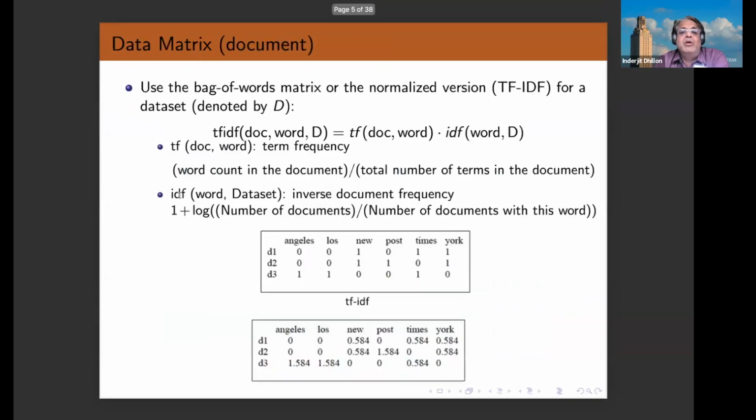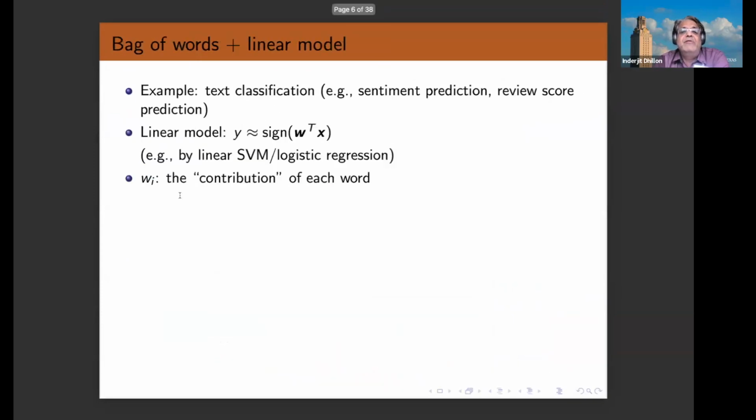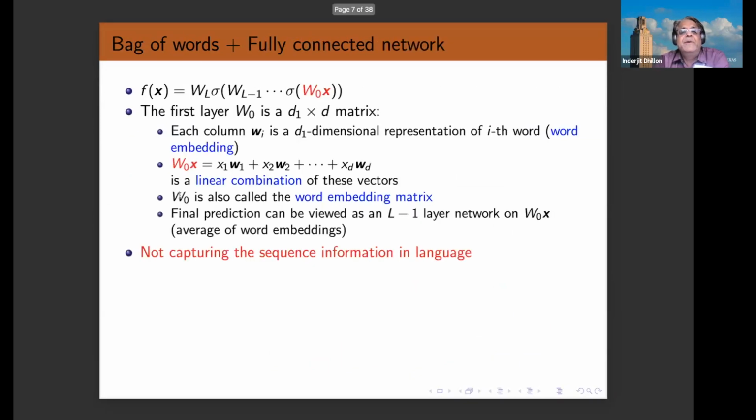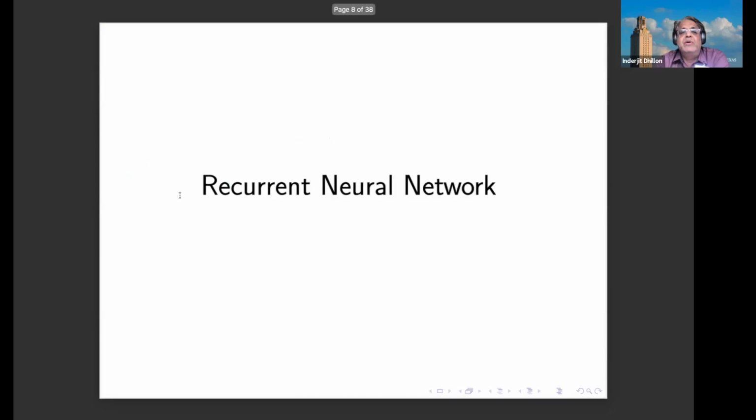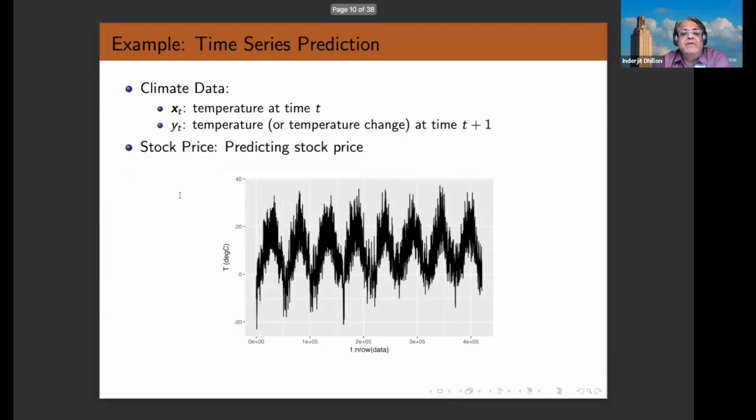So bag of words model, doing things like TF-IDF, using SVMs and logistic regression for classification tasks, and then starting to use neural networks. One simple way is to use bag of words with fully connected networks, but that doesn't work so well. So something that takes sequence into account, and that's where we introduce RNNs.